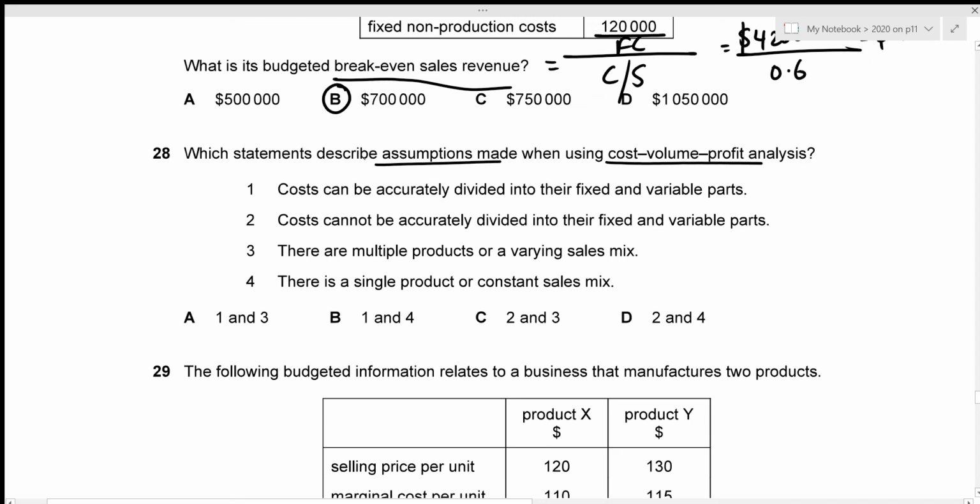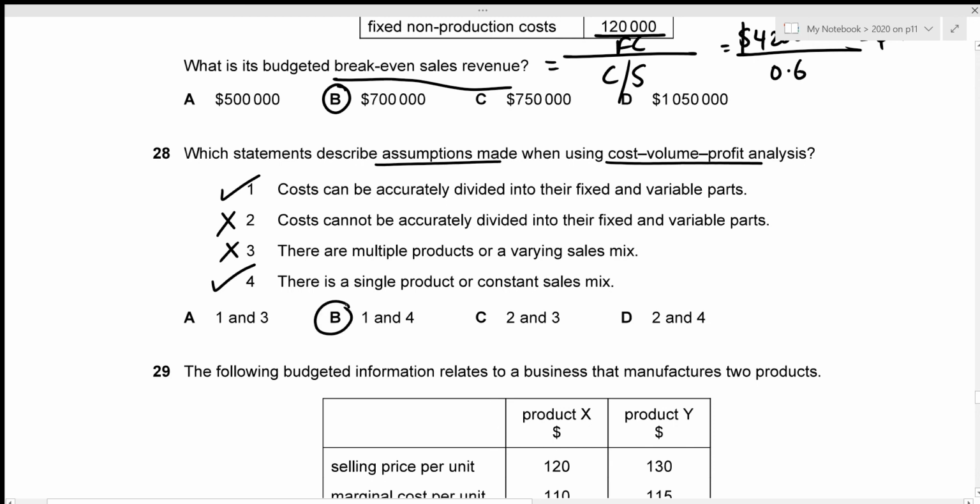So the first one is that costs can be accurately divided into their fixed and variable parts, which is absolutely true. Then the second one is that costs cannot be accurately divided into their fixed and variable parts. So this is automatically incorrect because the first one is correct, right? Then there are multiple products or a varying sales mix. This is incorrect because while using cost volume profit analysis, we assume that there is only a single product. Then the fourth one is that there is a single product, which is true. So the correct statements will be 1 and 4, which is given in option B. That will be the correct answer.